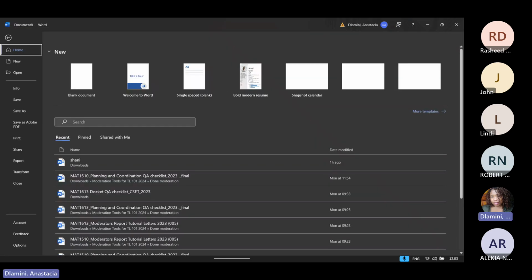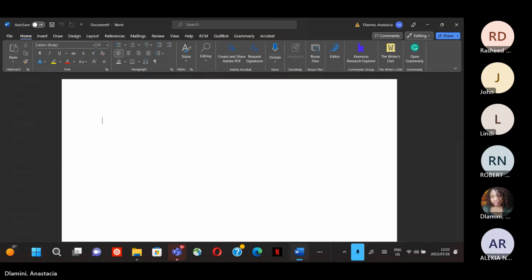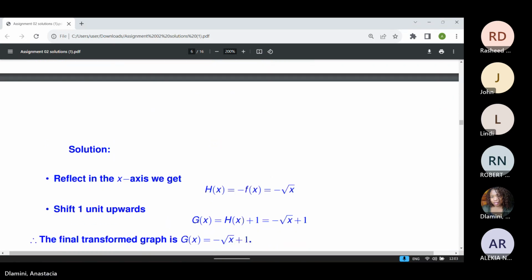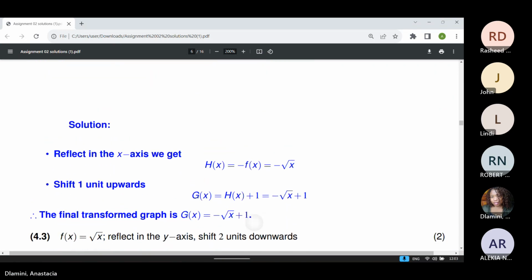Now we are moving. Now that you understand, I want you to go and try the work again. Now they say we have f of x equals square root of x. Reflect in the y-axis, shift 2 units downwards. Can someone help me?